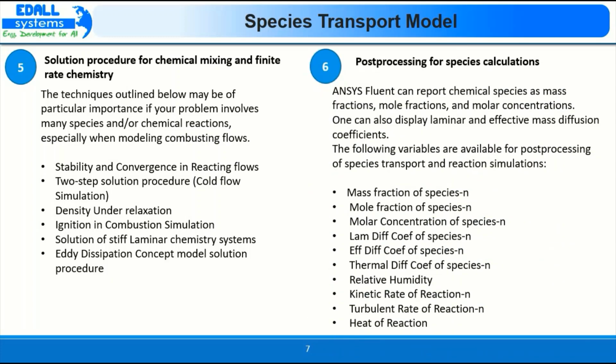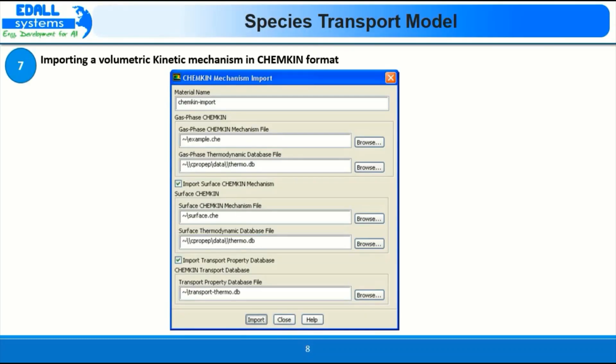After everything is done, post processing has to be done. For post processing, various mass fraction, mole fraction, molar concentration for each individual species can be calculated and can be seen through various plots, profiles, etc. in ANSYS Fluent. One more thing which we can do is, Chemkin is one of the products of ANSYS in which complete chemical kinetic analysis can be done.